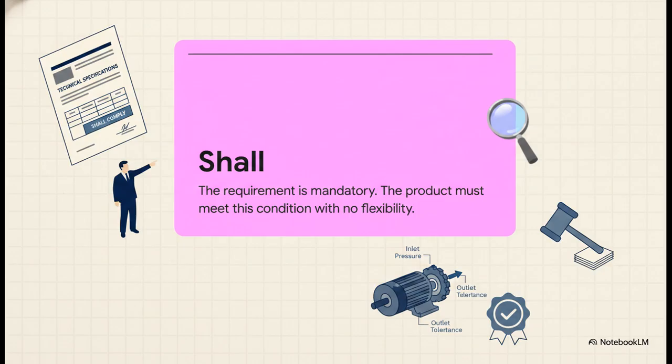The product must meet this exact condition, and if it fails to comply, the product simply does not meet the specification. It's literally the difference between a contractor getting paid or facing a massive lawsuit. Shall is an absolute guarantee.